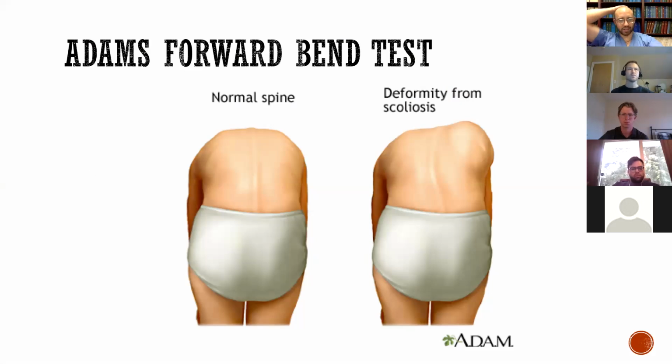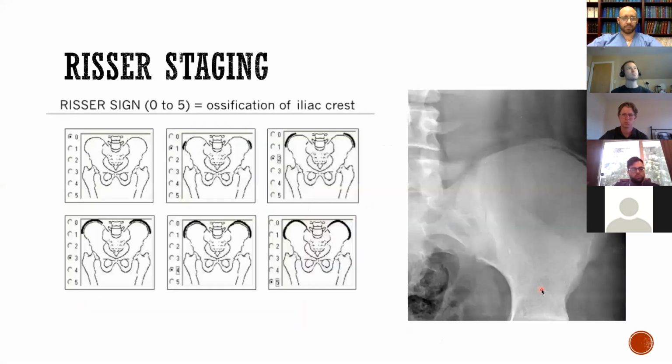Also, before we go on, can you go back to the Risser stage? I don't know if it was discussed, but how do you decide between a 1 and a 2, a 3 and a 4? Like, what percentage are you looking at? I thought I had a picture of that. I guess not.